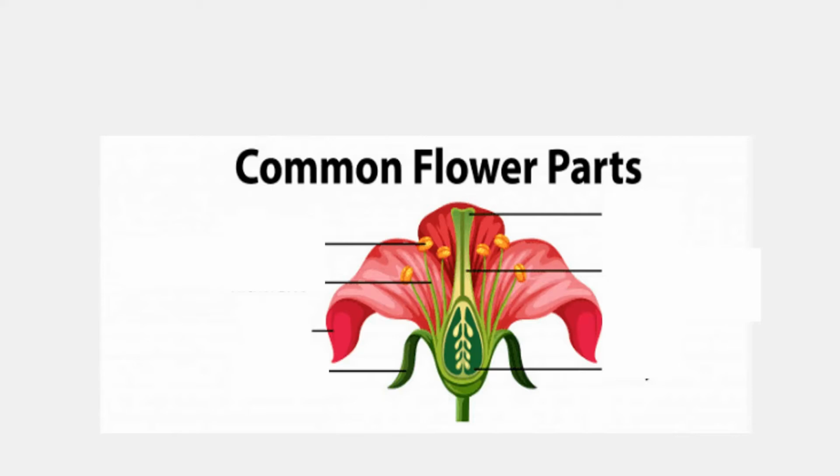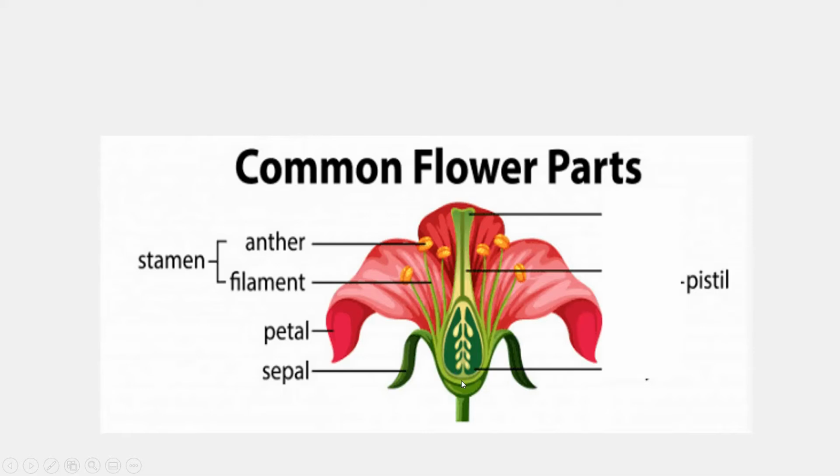Now, what are the common parts of the flower? If we observe the flower, we observe these parts. What are the names of these different parts? The green part that we observe in the flower is known as the sepal, and the colored part is known as petals. The next part of the flower is known as the stamen, and this stamen consists of anther and filament. And the innermost part of the flower is known as the pistil, and the pistil generally consists of three parts: stigma, style, and ovary. So these are the common parts of the flower.